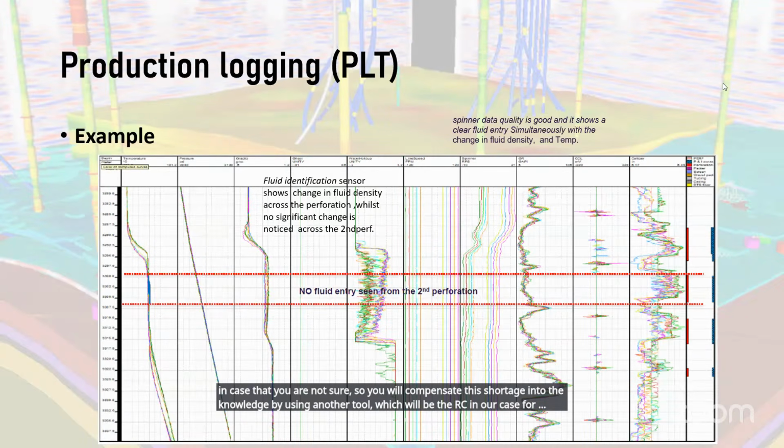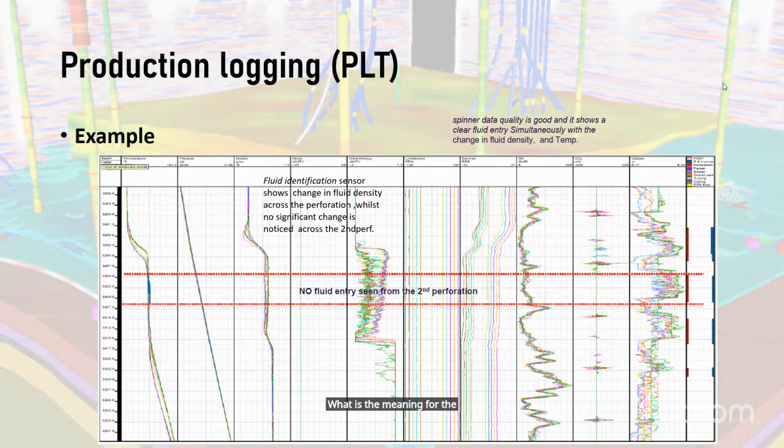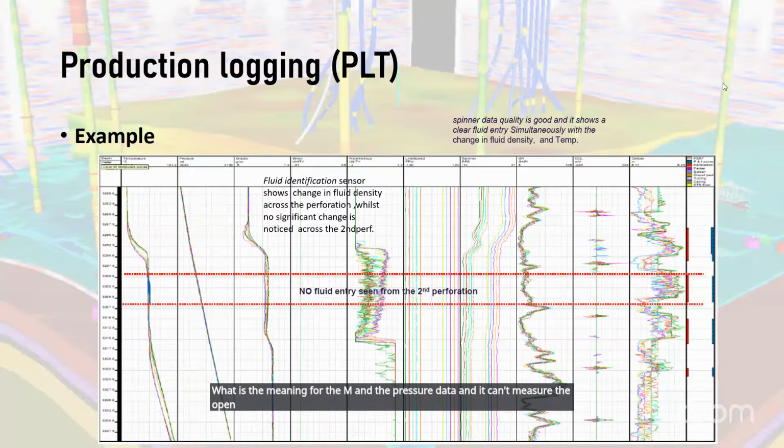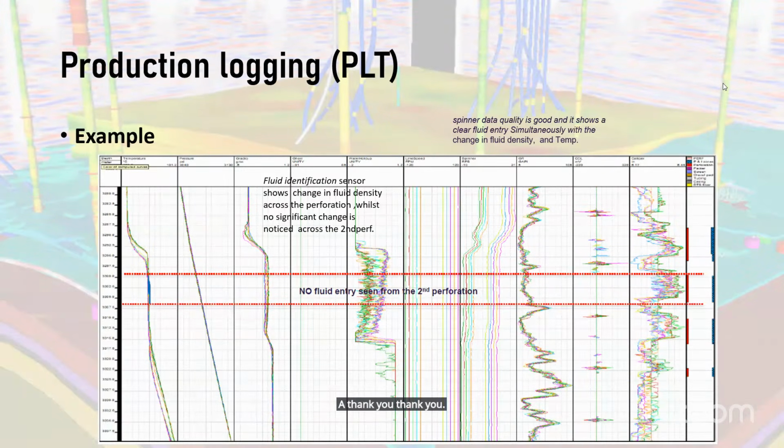For example, what is the meaning of the MDT? It is the pressure data. It can measure the pressure in the open hole interval. Thank you all. I think that was the last question in our session today.